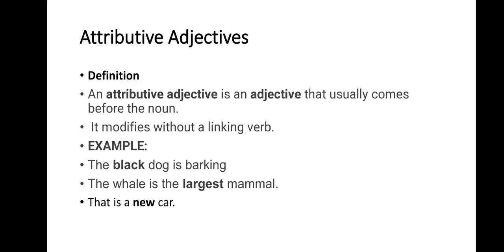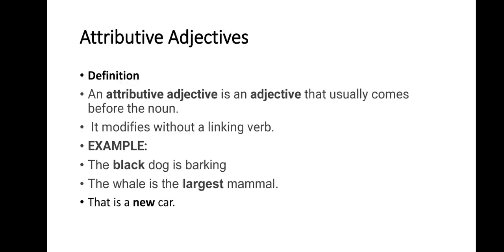So, as the definition says, an attributive adjective is an adjective that usually comes before the noun. So, what is the noun here? Dog. And what is the attributive adjective that comes before the noun? It is black. What kind of dog was it? What color was it? It was black in color. The second line, the whale is the largest mammal. So, mammal is the noun here, and the adjective that comes before the word mammal, largest, is the attributive adjective here. Now, the last example, a new car.